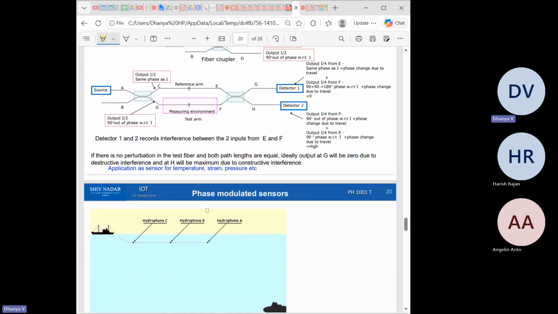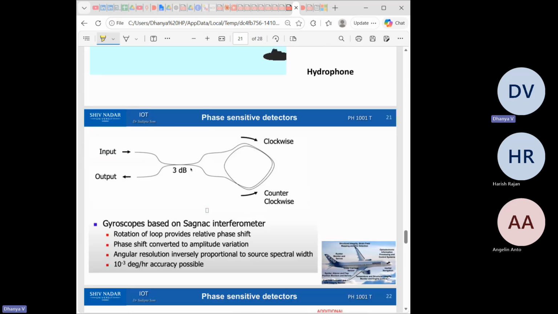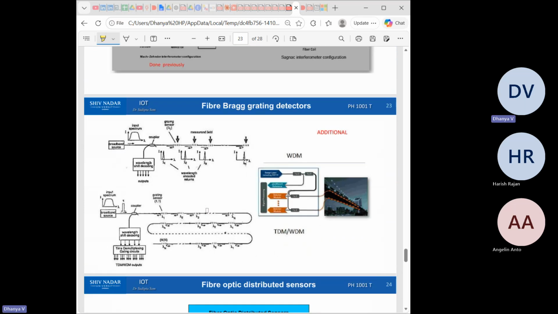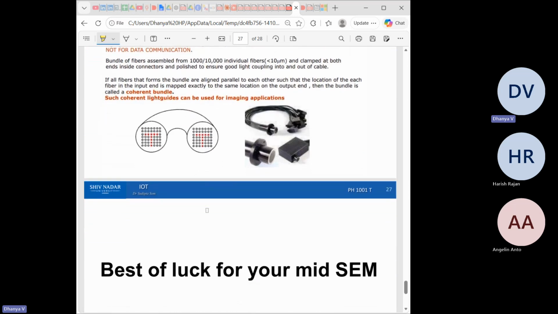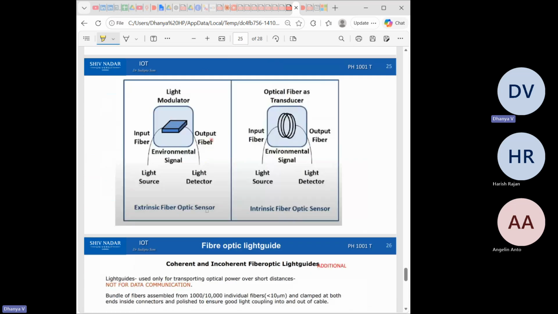That's all. I think I've covered everything. Otherwise, all of this is not required as much. All of this is just additional stuff.